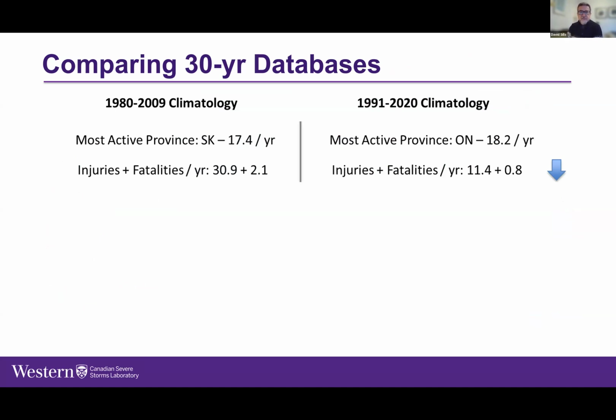Something that's really interesting is that the number of injuries and fatalities has really changed from the first to the second climatology. Injuries from an average of 31 per year down to 11.4, fatalities from 2.1 down to 0.8. So something's going well here. We've got the number of injuries and fatalities going down just in that shift of 10 years of the 30-year climatology.